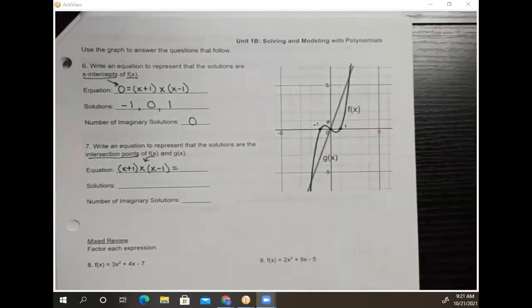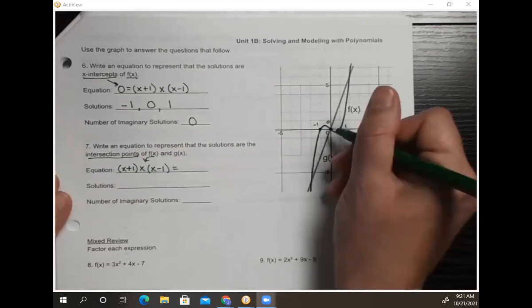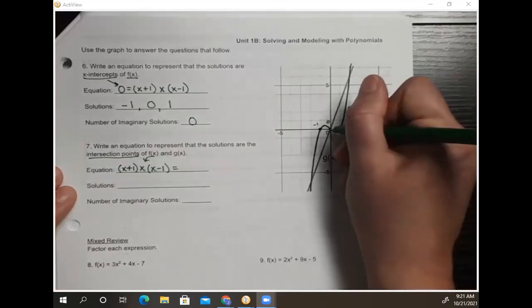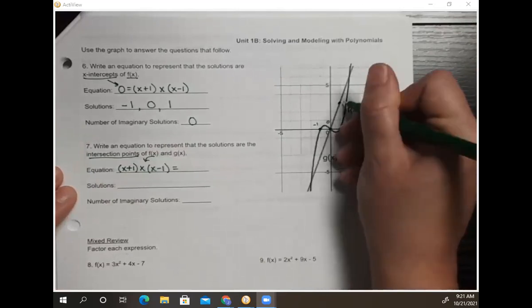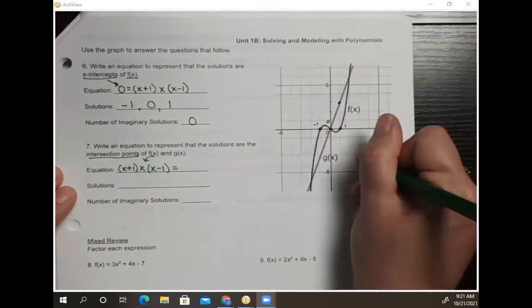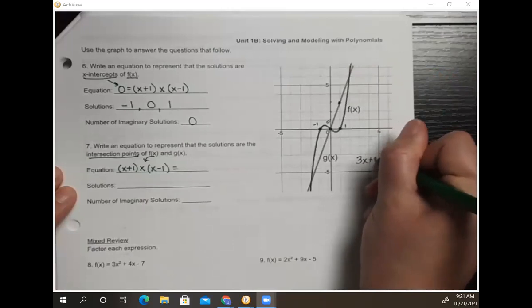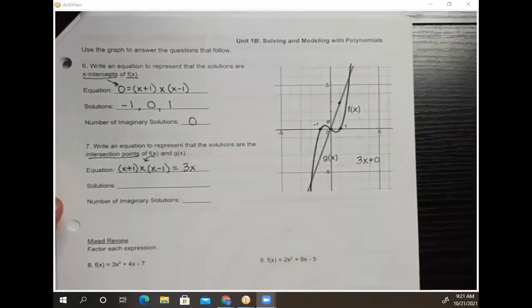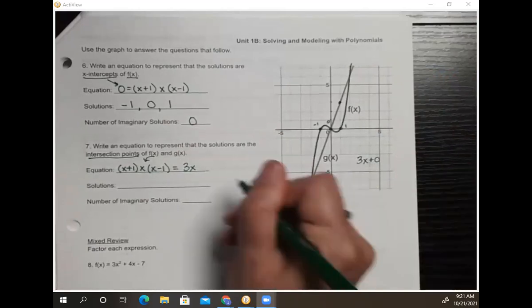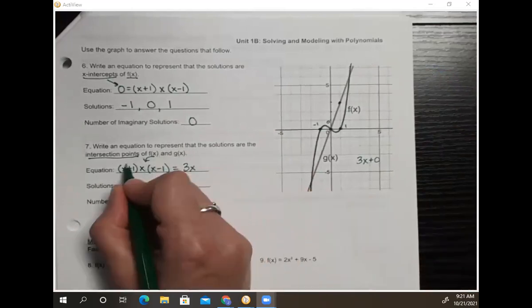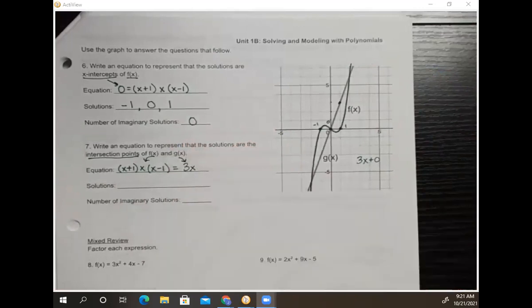Since it's a line, I'm going to go ahead and write slope-intercept form since it's got a nice y-intercept. So I know my y-intercept is 0. And then to get to, here's another nice point. So to get between these two, I have to go up 1, 2, 3, and over 1. So it looks like my slope is 3. So 3x plus 0. Or just 3x would work. If you like the plus 0 there, you can tack that on at the end. So this is my equation. The f of x portion equals the g of x portion.